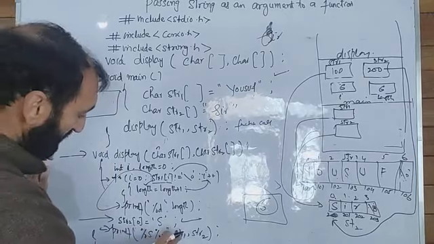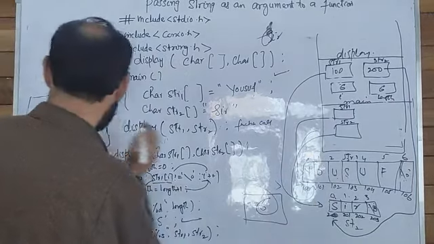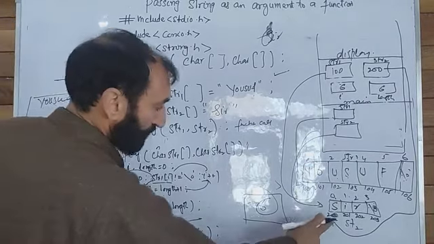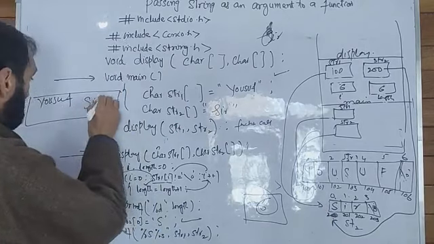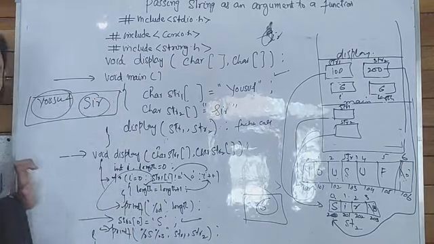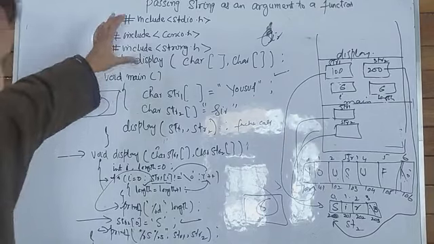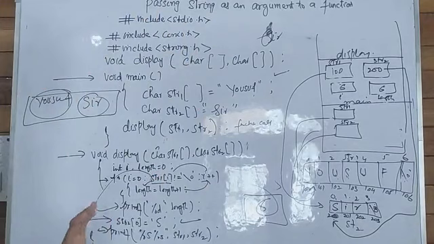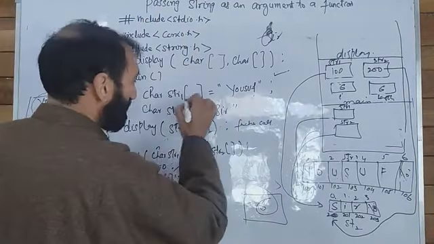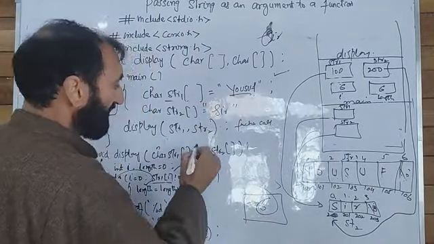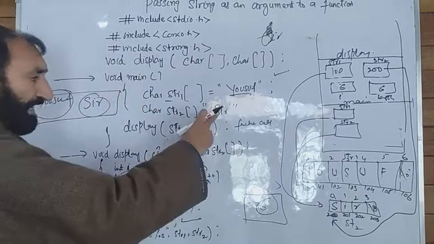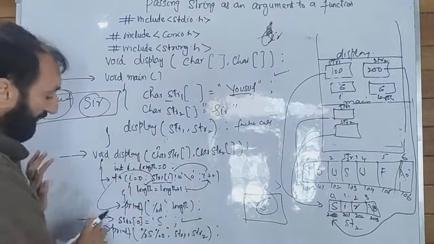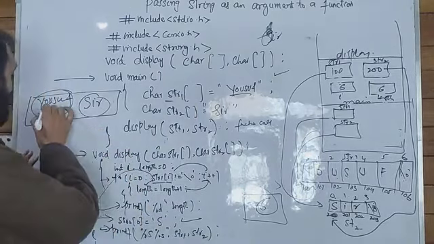The first percentage s is str1, so we have to print Yousuf. And str2 is now Sir with capital S. Yousuf Sir. So with the help of this program, by passing the strings as arguments, we calculated the length of the first string, that is 6, and replaced the small s by a capital S in the second string. The output was Yousuf Sir.